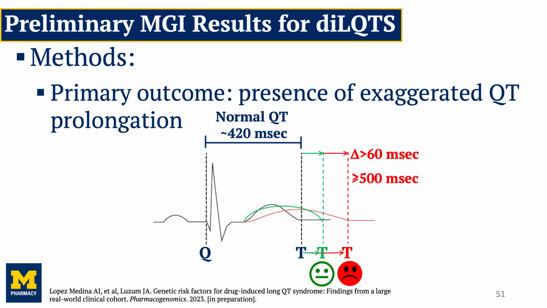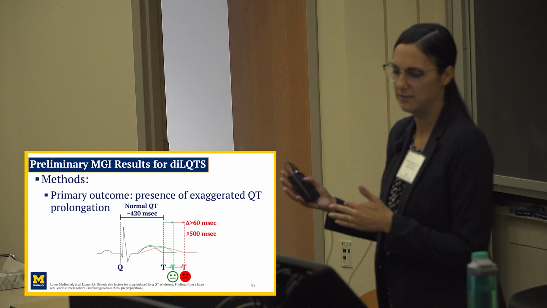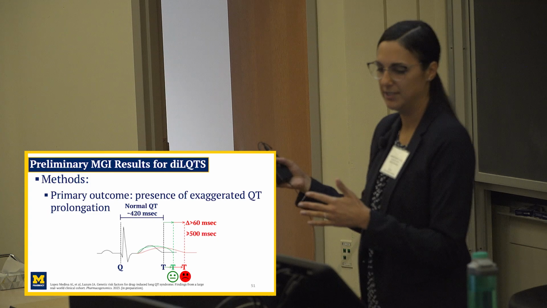It's when you have really large increases, this exaggerated QT prolongation, when you take one of those medications, that really increases your risk for it turning into torsades. So for every 10 millisecond increase in QT interval, your risk for torsades exponentially increases.